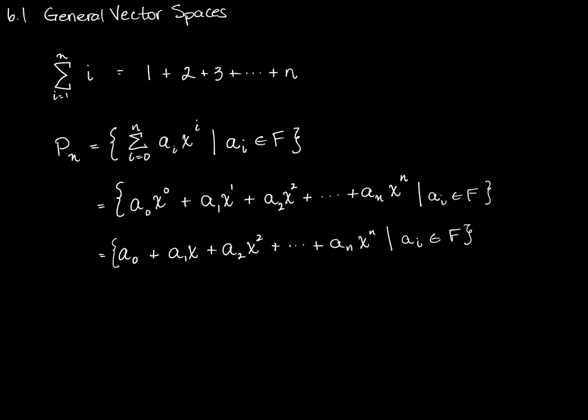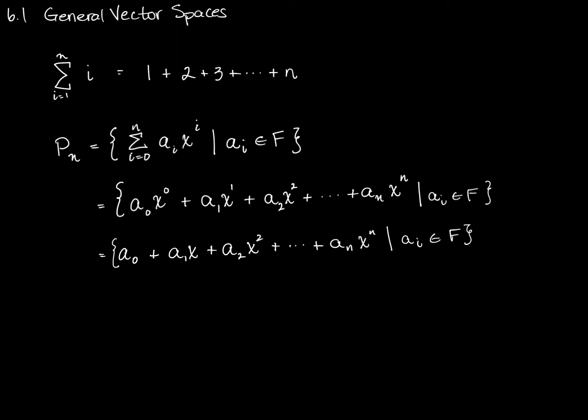So if P sub n is a collection of all polynomials of degree n or less, then the question is, is P sub n a vector space? The work that we need to do to figure out whether P sub n is a vector space is actually pretty chunky, but it's already in your textbook. So this example 6.1.2, set of all polynomials of degree less than or equal to n. So I'm going to leave that where it is.